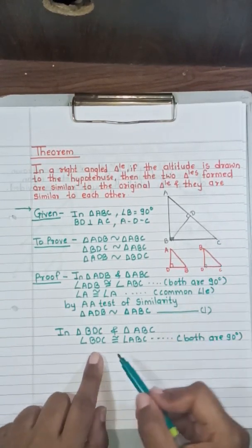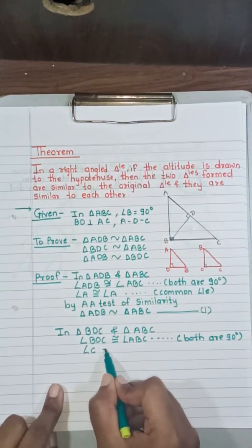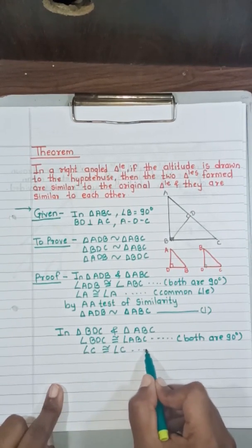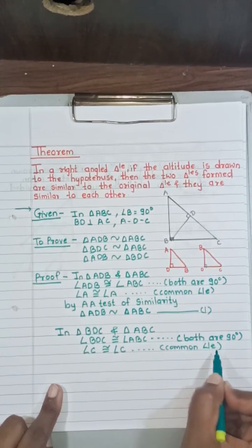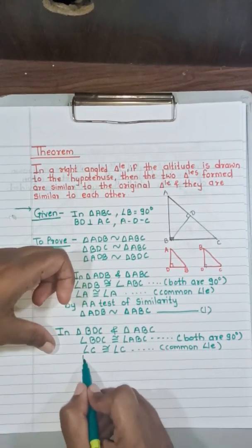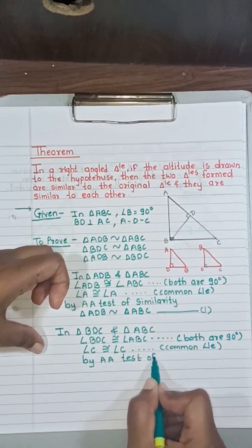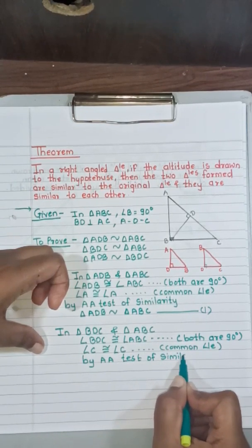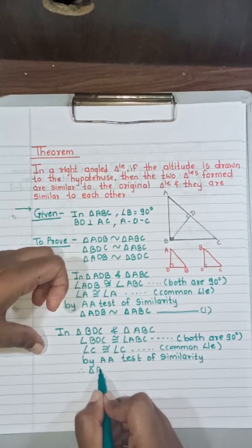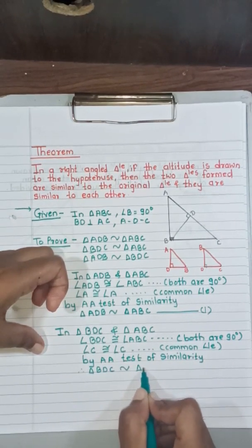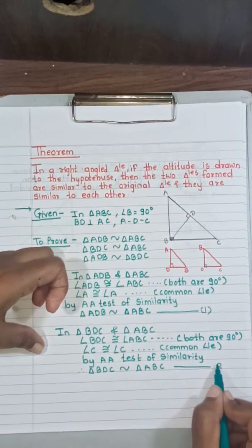After that you find angle C is common in BDC as well as in ABC. That means angle C is congruent to angle C, that is the common angle. And therefore by AA test of similarity, you can say that triangle BDC is similar to triangle ABC. This you can give as equation 2.